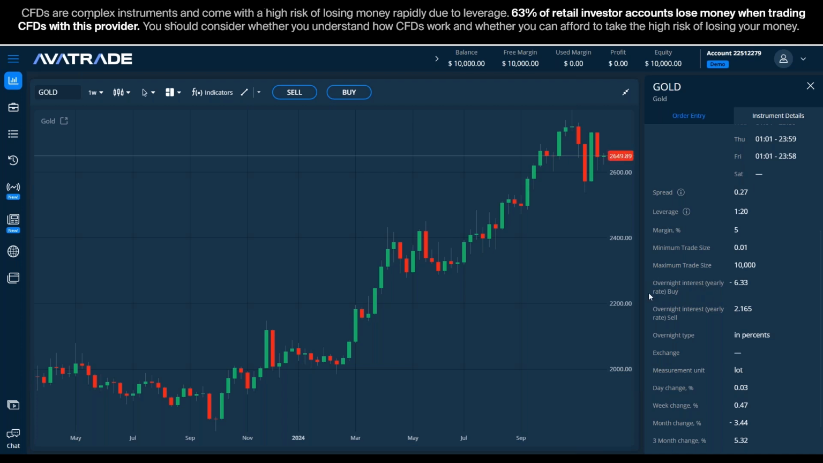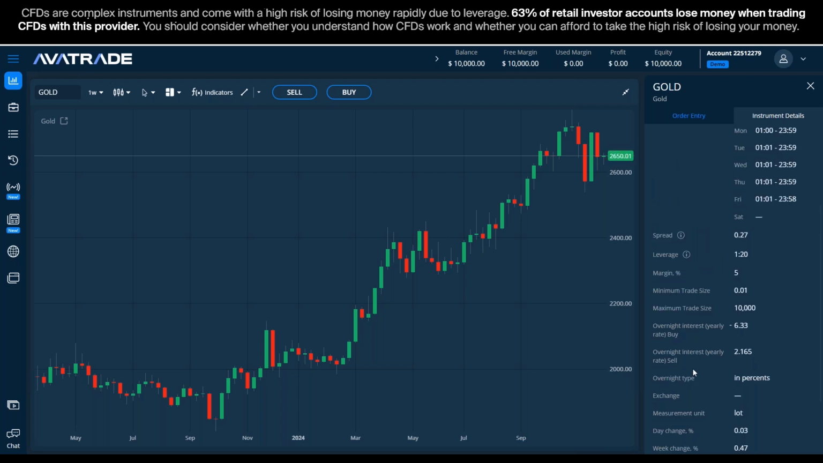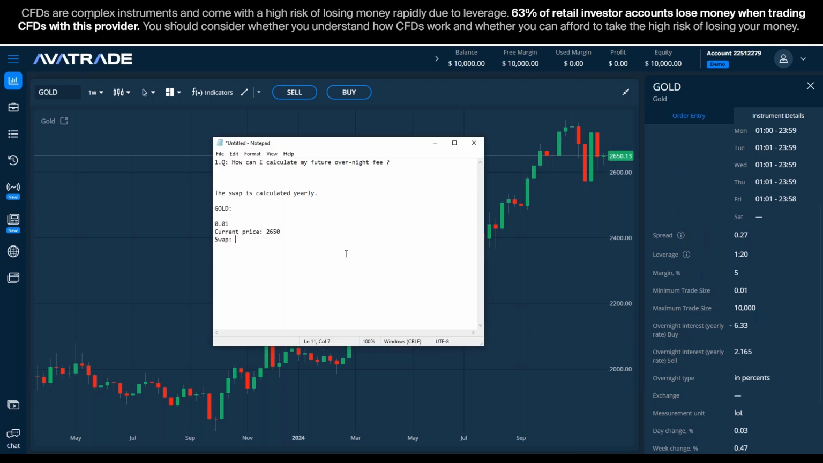Overnight fee, yearly rate. This is for a buy. And underneath, we have a sell. Okay, this is something else entirely. You guys can ignore that for the time being. We're just going to focus on those two parameters. So the rate for a buy, let's jot down both of them just so we can have it. So 6.33 and then 2.165.